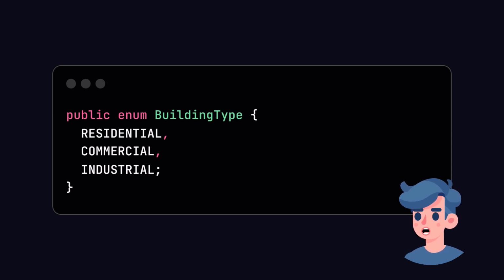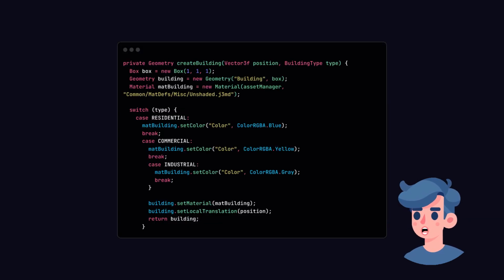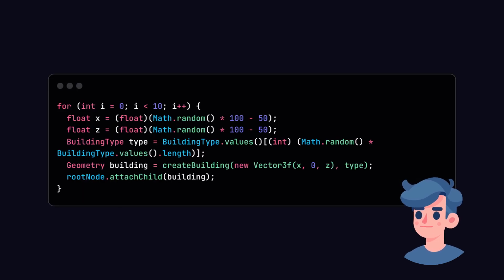Now, let's add some diversity to our city by introducing different building types. We can create a building type enum that defines various building types. Next, update the createBuilding method to take a building type and apply different colors or styles based on the building type. We can then modify the loop that generates the buildings to use different building types.